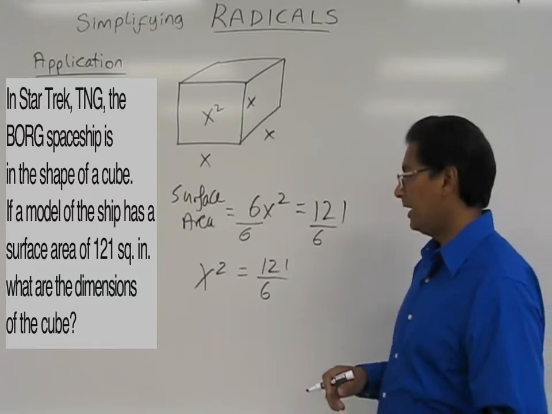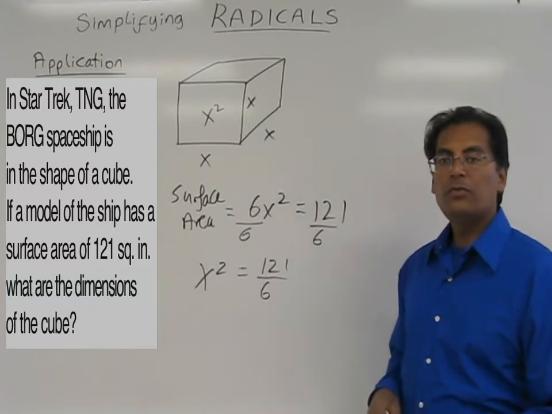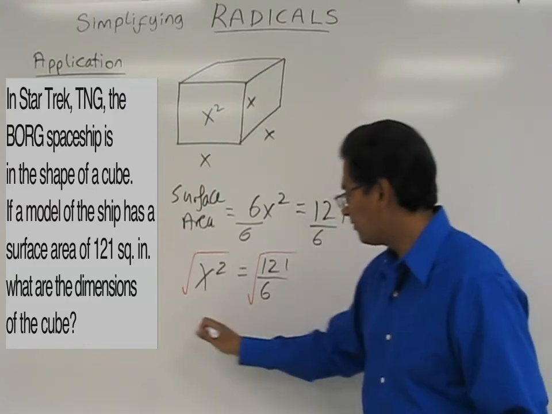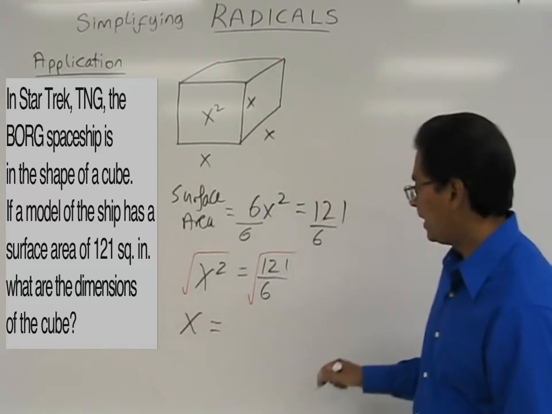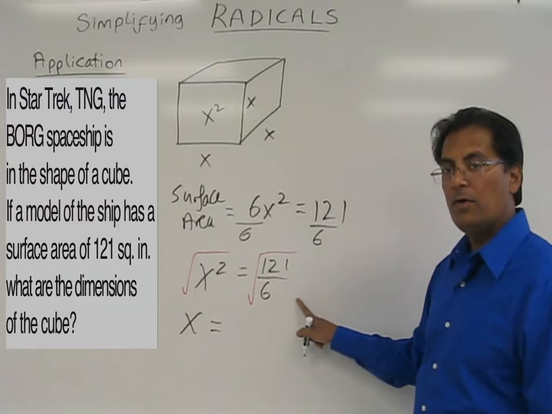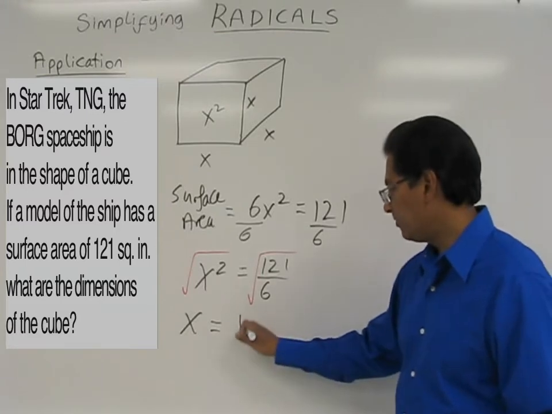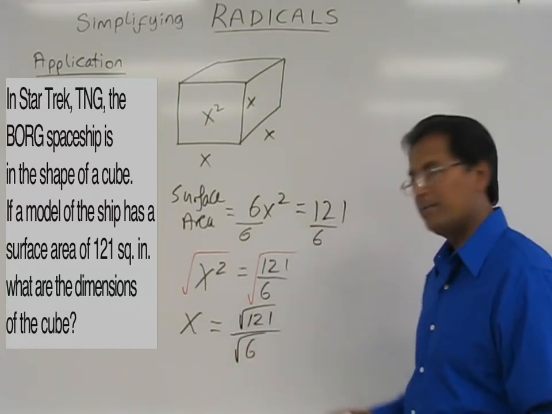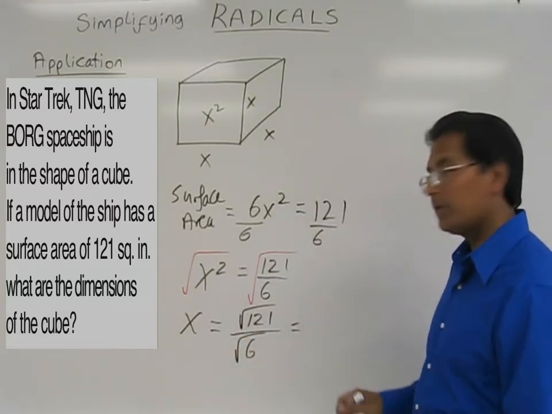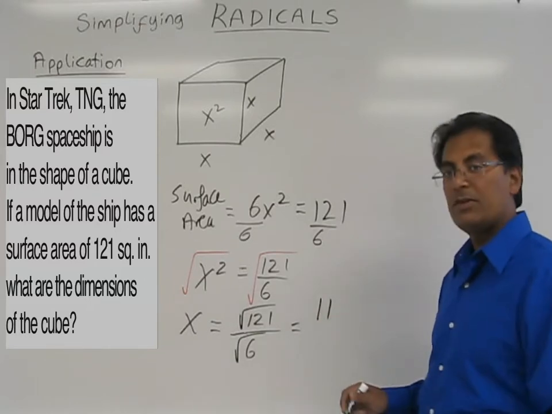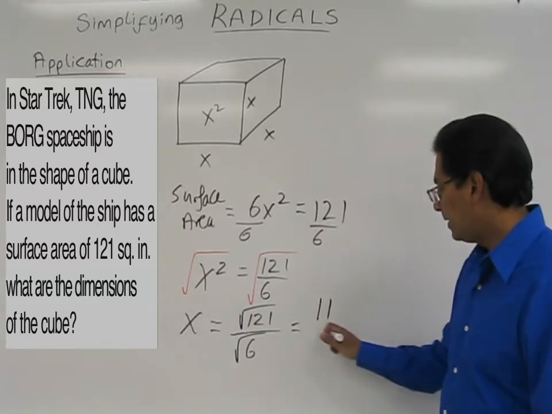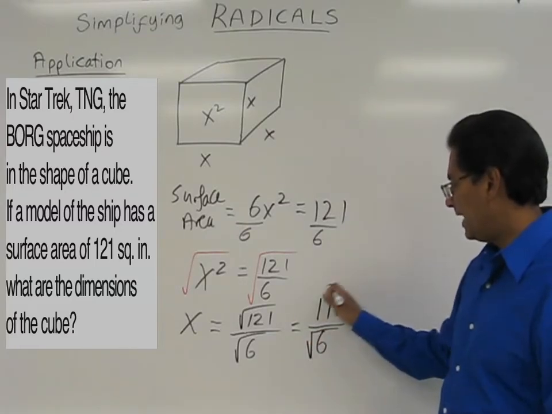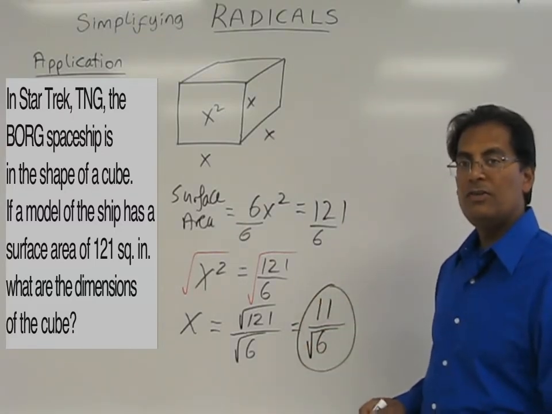In order to get x, I have to square root both sides. The square root of x squared is going to give me x. And on the right side, we have the square root of 121 over 6. Now I can write this separately as the square root of 121 over the square root of 6. The square root of 121, we know what that is. That is 11. 11 times 11 is 121. And the square root of 6, we're going to have to leave that as is. So that is the dimension of each side.